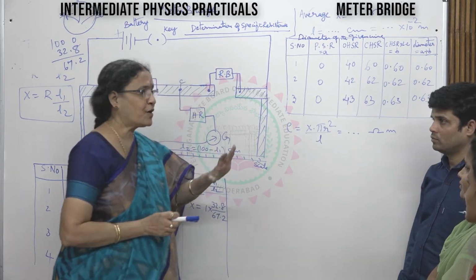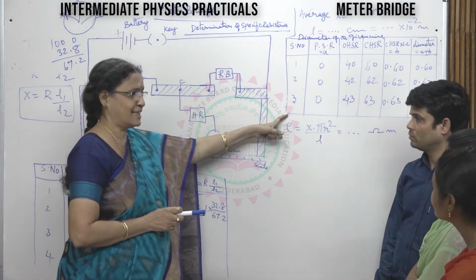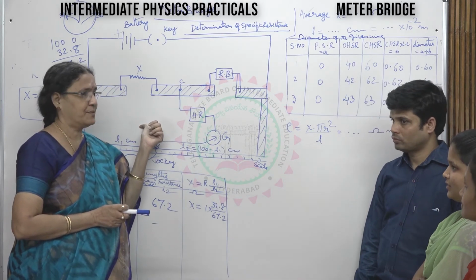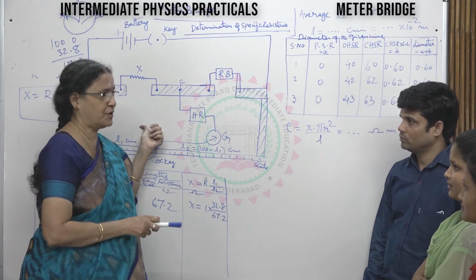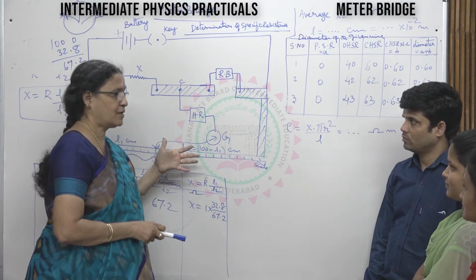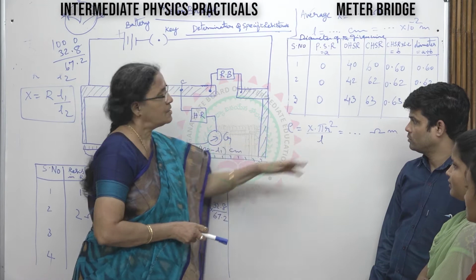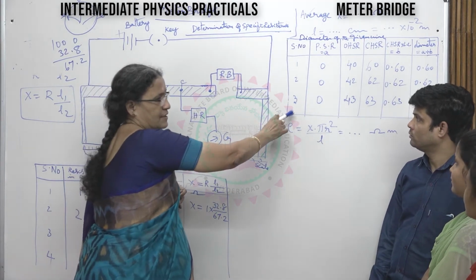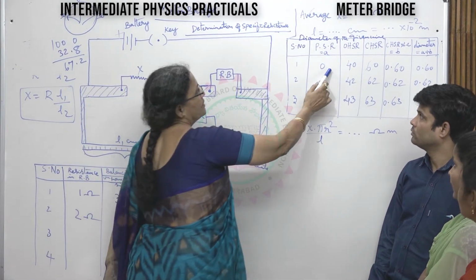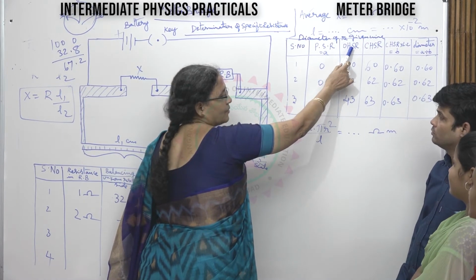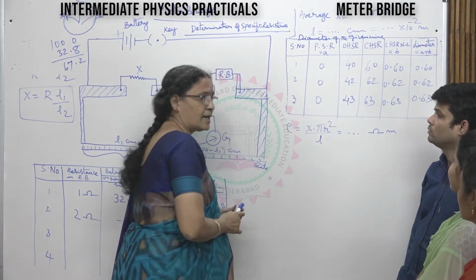See, the main focus is not on this in this experiment. The main focus is on the meter bridge. But you need to use the screw gauge also, then only you can go ahead. Otherwise, there is no way for us to determine R. So just take 3 readings. That will be sufficient. So OHSR is observed head scale reading. Then what is CHSR?